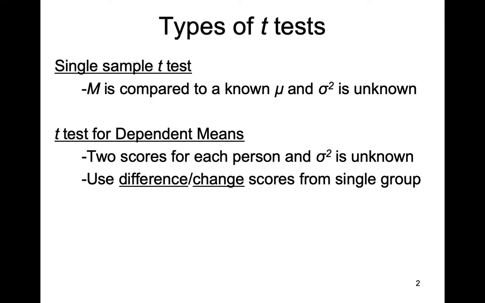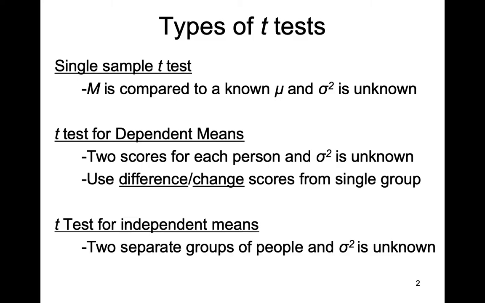There'll be other research situations or designs where we've got a repeated measures design. We get 2 scores from each person, and we want to calculate whether there's a change from, say, time 1 to time 2, or from a pre-test to a post-test, or before and after an intervention, whether that change is significantly different than 0. In that case, we'll use a t-test for dependent means.